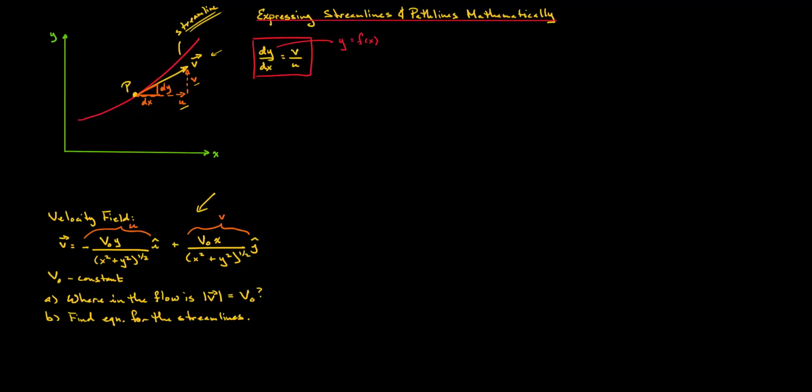Okay? So as we can see, this velocity field is steady. It is not a function of time. The time variable does not appear. But it is a function of x and y. So here what we're going to do, we're going to try to find where in the flow the magnitude of the velocity vector is equal to this v naught constant. And also we're going to look to find the equation for a streamline.